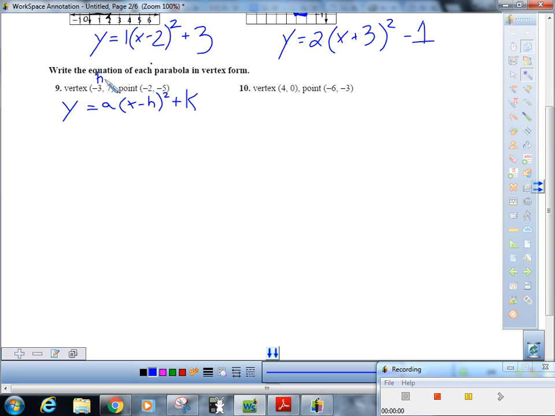The vertex is always (h, k). If you get confused, remember it's in alphabetical order: E, F, G, H, I, J, K. And the point is always in alphabetical order as well, and that has always been (x, y). All we have to do is solve this thing for what we don't have, which is a.